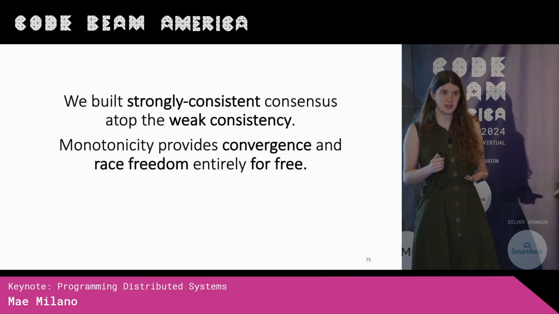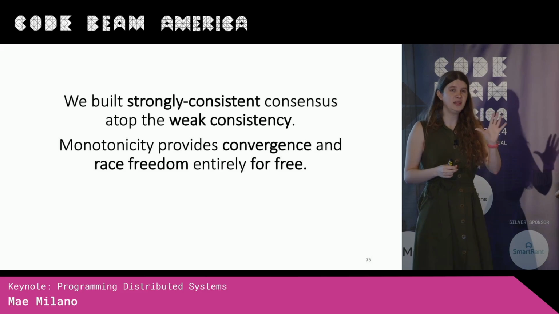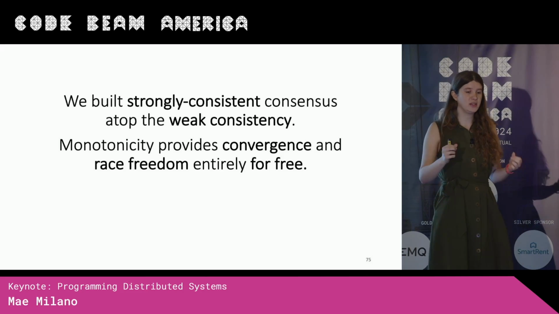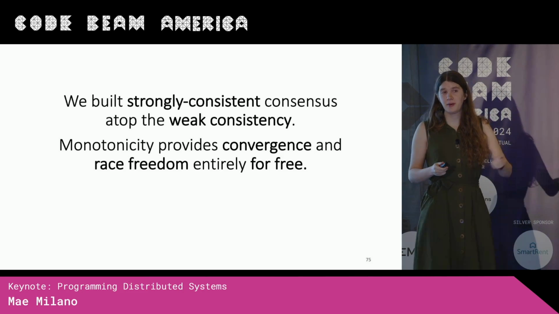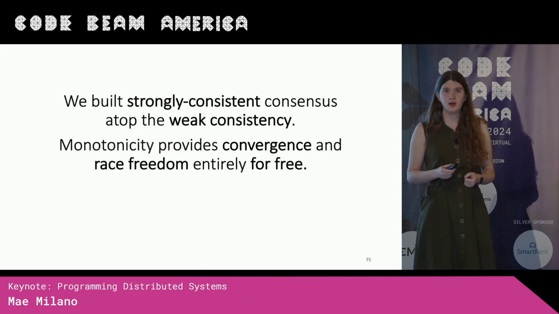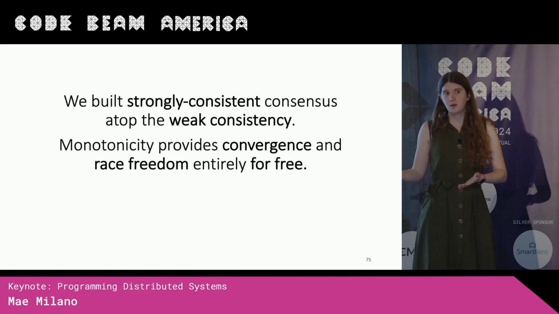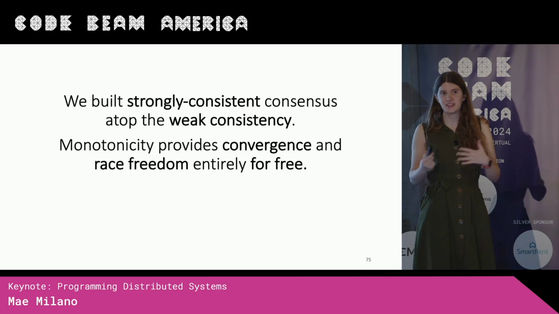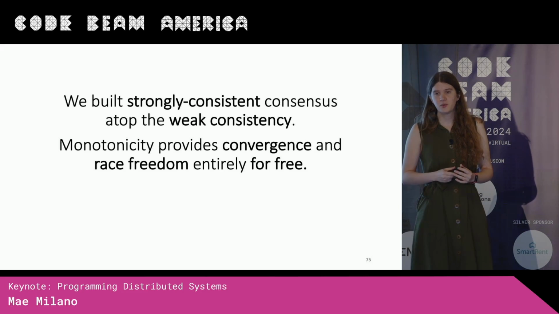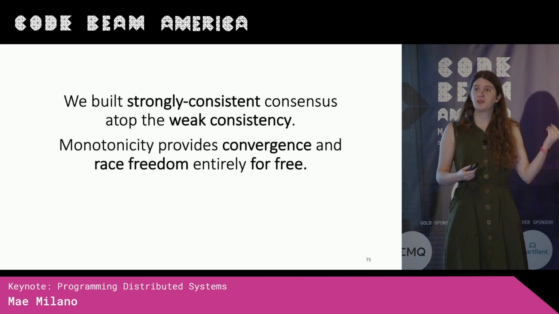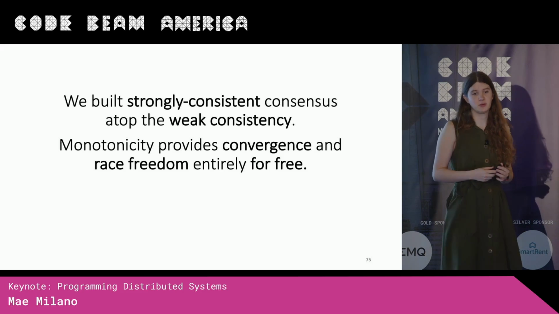Using just tables like this, we were able to build strongly consistent consensus, or 95% of it, atop weakly consistent replication. And by leveraging theoretical results about monotonicity under weak consistency, we can get properties like convergence and race freedom entirely for free. Basically, monotonic programs just can't have destructive data races. It's mathematically impossible. So we've saved the programmer from needing to reason about things like message interleavings or reorderings or replica delay for correctness purposes.